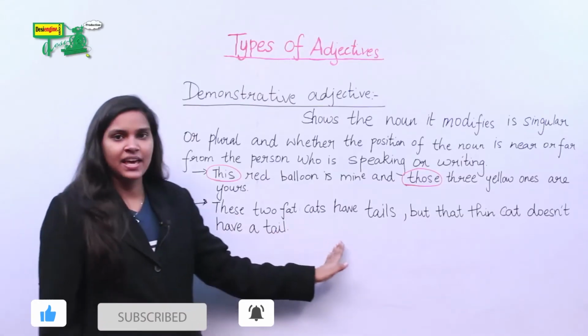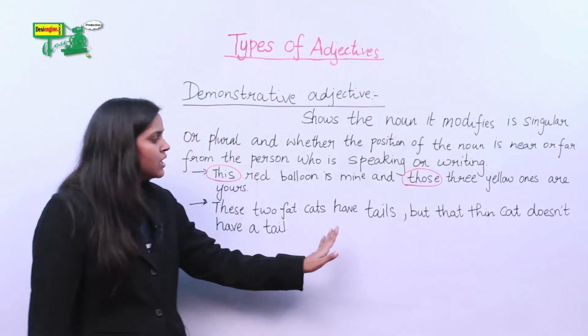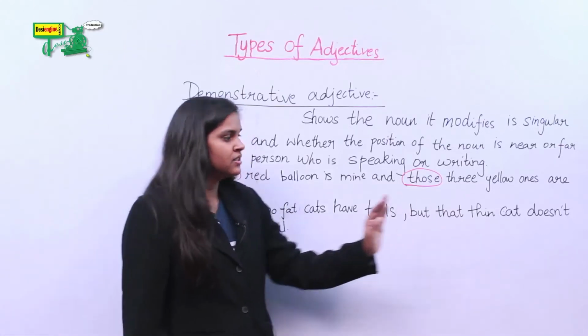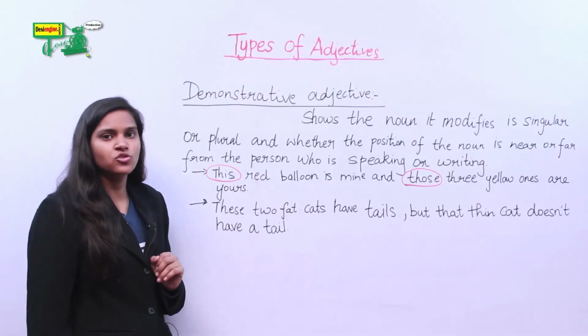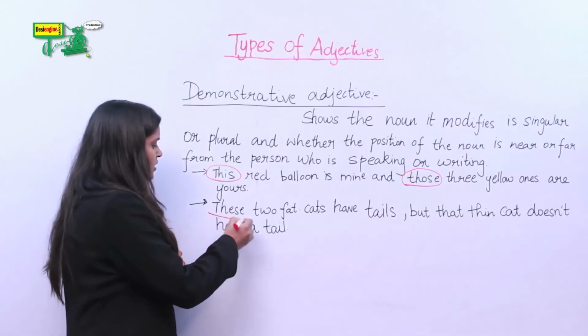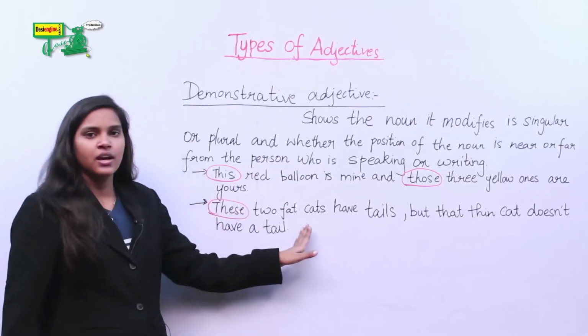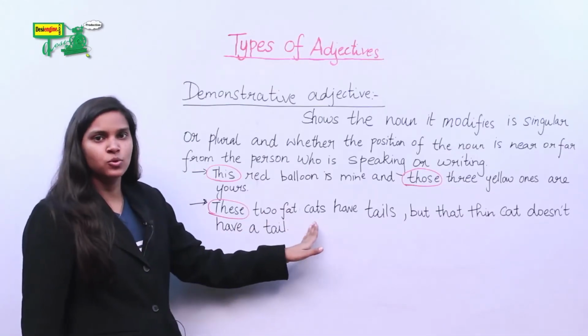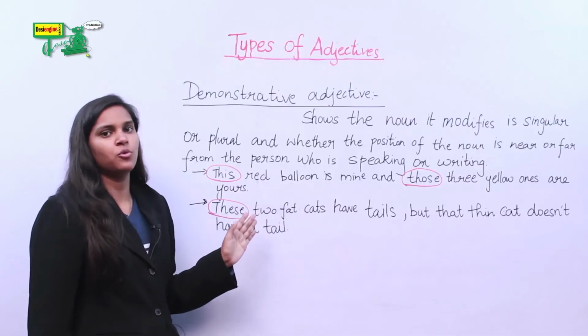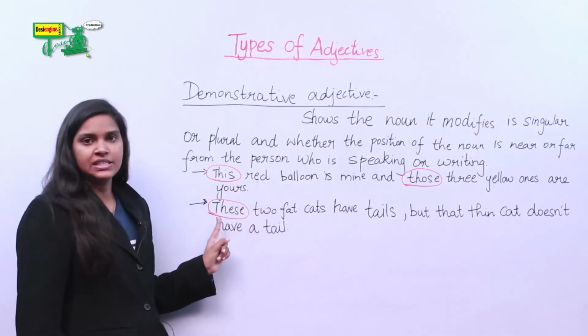These 2 fat cats have tails, but that thin cat doesn't have a tail. Here our demonstrative adjective is these, and it modifies the nouns 2 fat cats, which is plural, and that's why the usage of the demonstrative adjective these.